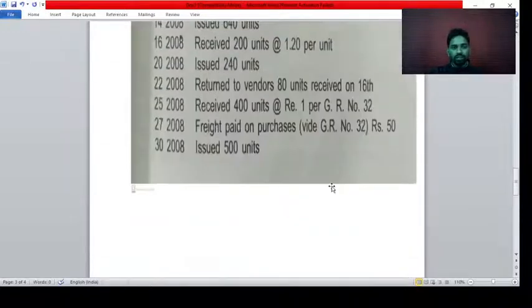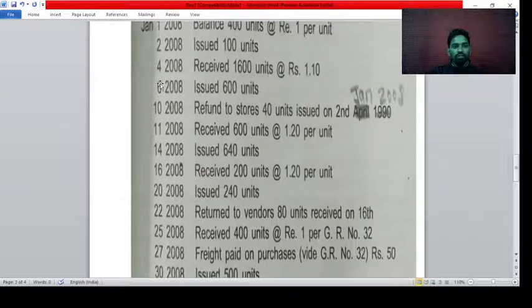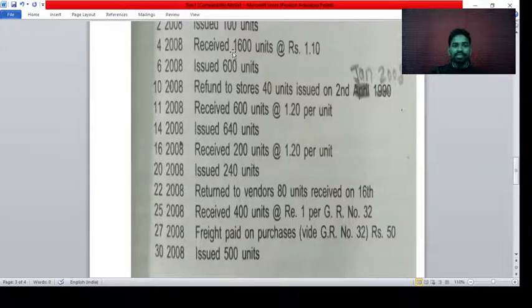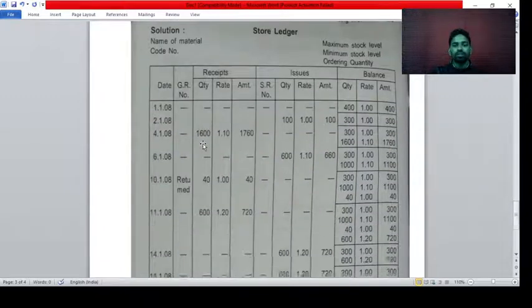On the next date, on 4th January 2008, received 1600 units at rupees 1.10. Received 1600 units means it is the receipt, the purchased raw material. So on 4th January 2008 receipts are 1600 units at the rate of 1.10, and the total amount is 1760. Now again we have to maintain the balance.